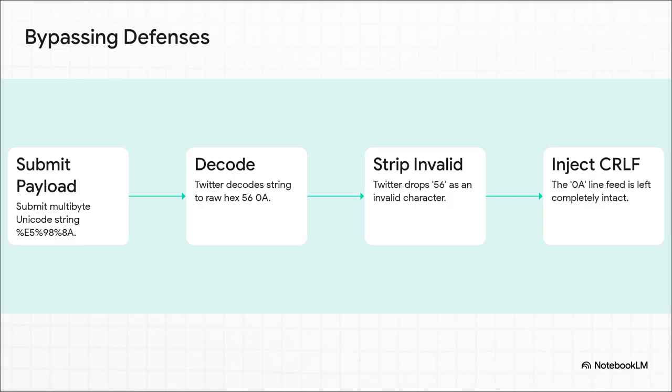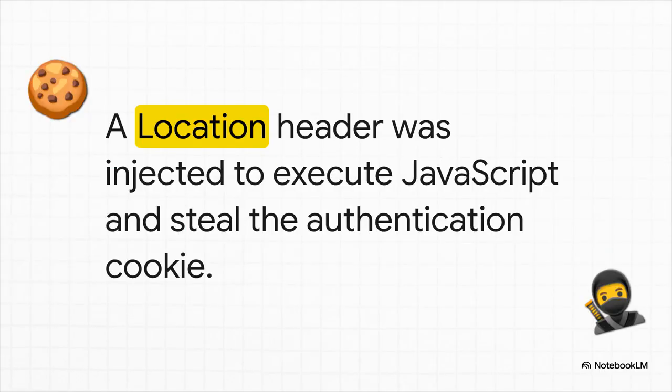And step 3 is where the fatal irony kicks in. Twitter's logic realized 56 was an invalid character for this context, so it stripped it away, but it left the 0A completely intact. Think about that for a second. Twitter's very own security logic, its own cleaning process, accidentally manufactured the raw 0A line feed out of thin air. It basically turned the defense mechanism against itself, successfully injecting the invisible break. File Descriptor used this genius bypass to inject multiple line breaks, successfully splitting the response just like we saw before.